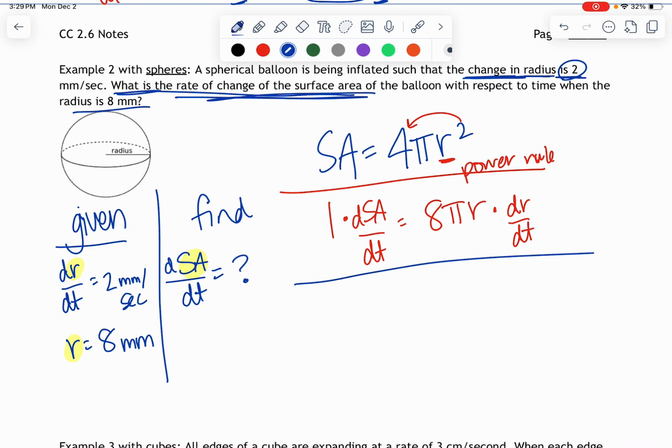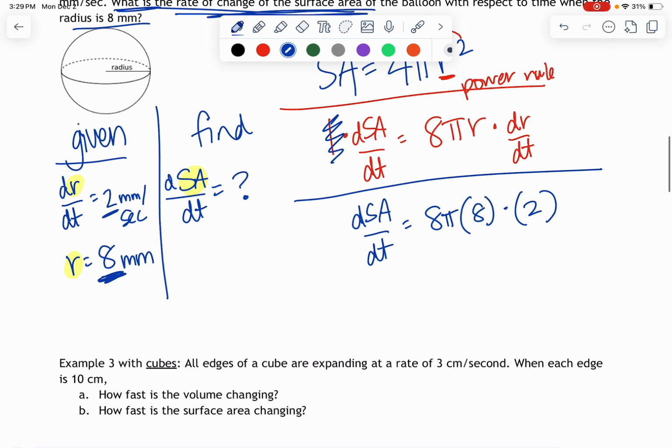Next, I'll plug stuff in, so I don't really need the 1. So dSA/dt, that's what I'm finding, so that will just stay. And then 8 pi, r is 8, and then dr/dt was 2. Once you do your derivative on both sides, you should be able to plug in for everything except the thing you're trying to find. I'm going to leave it in terms of pi again, it's just neater. So 8 times 8 is 64, times 2 is 128, so it'd be 128 pi.